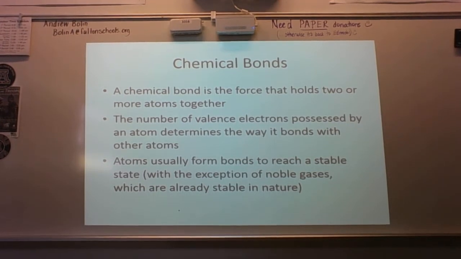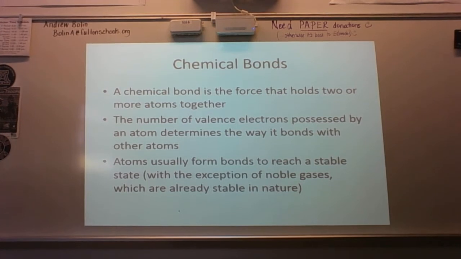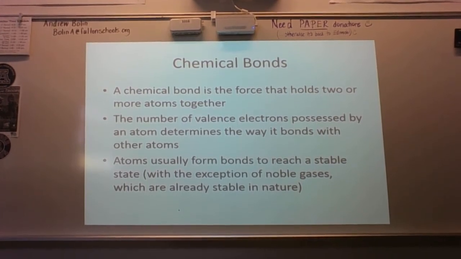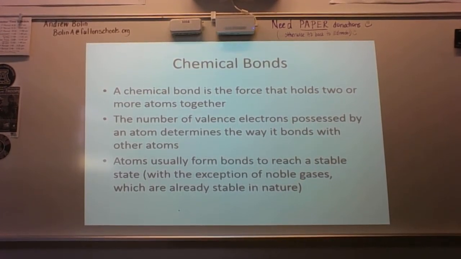So atoms usually form bonds to reach a stable state, with the exception of noble gases, which are already stable in nature. One of the questions on your test last week was what makes something stable? So when you answered that question on the test, how did you know it was stable? What makes something stable? It is a full outer shell of how many? 8 valence electrons, right? That is a full outer shell. That's what makes it stable. Noble gases are already stable because why? They already have 8. They don't need to bond with anything.